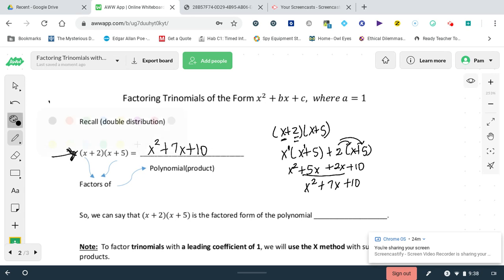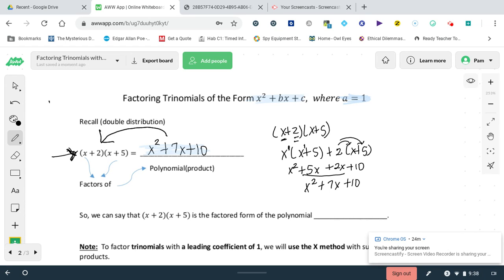Well, if you look at this, look at what you have. This fits this form. It's of the form x squared plus bx plus c, where the leading coefficient is 1. Remember, a is the leading coefficient. So there is a way to take this and go back to that.